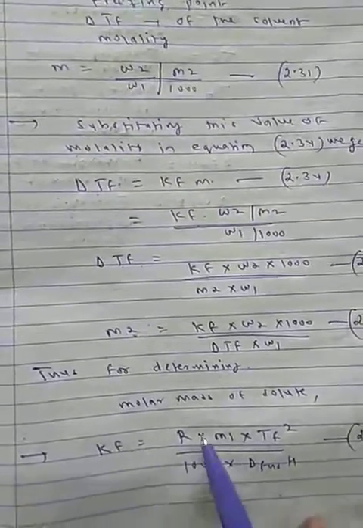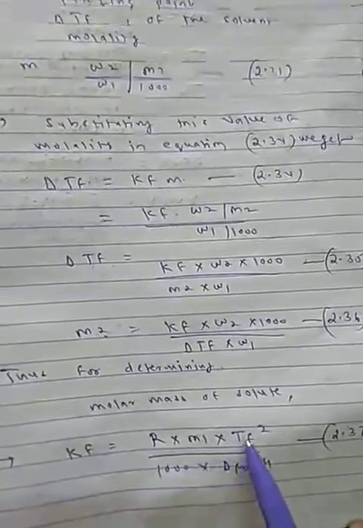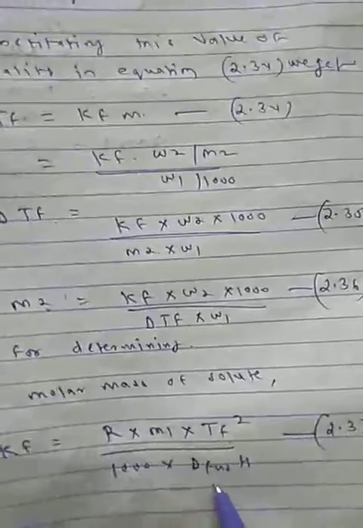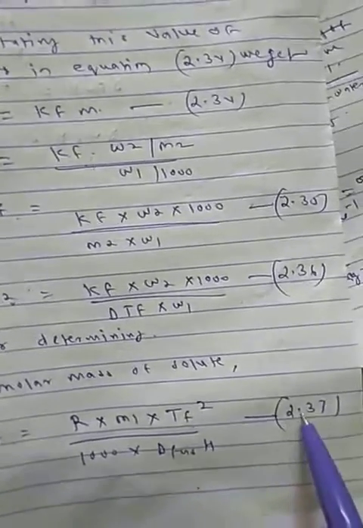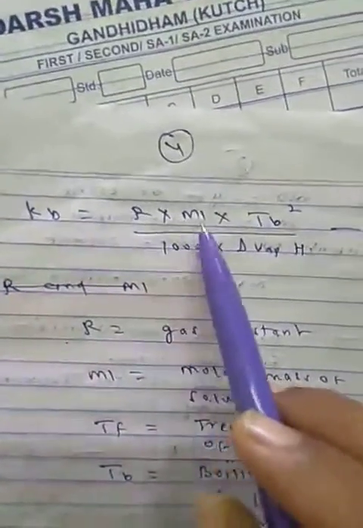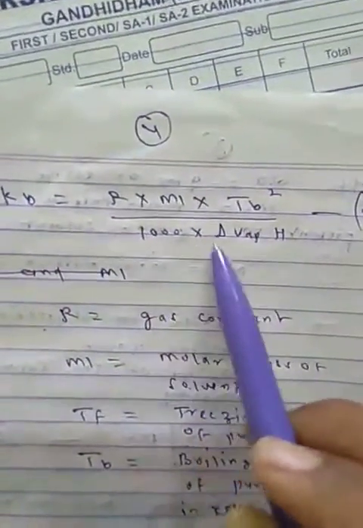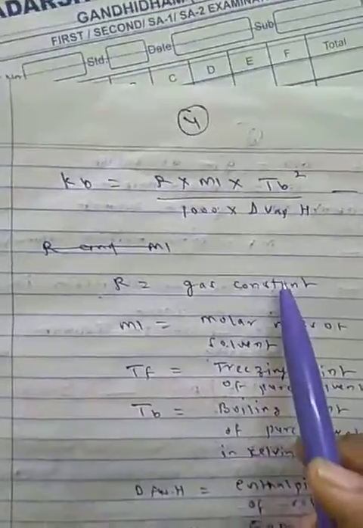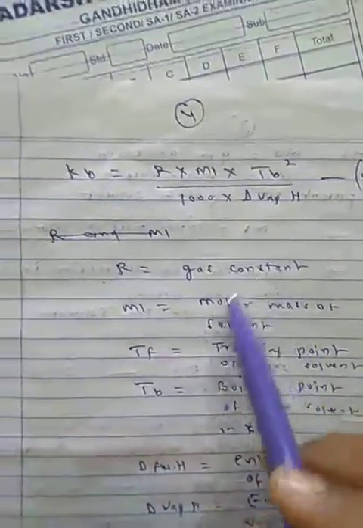Thus, for determining the molar mass of a solute, there is another equation. Kf is equal to R into M1 into Tf square upon 1000 into delta fusion H. This equation is 2.37. Kb is equal to R M1 Tb square upon 1000 into delta vapor H. This equation is 2.38. Where R is the gas constant, whose value you already know from 11th.